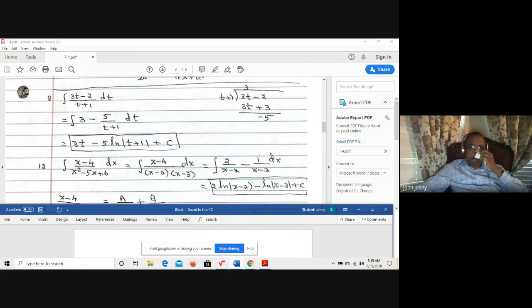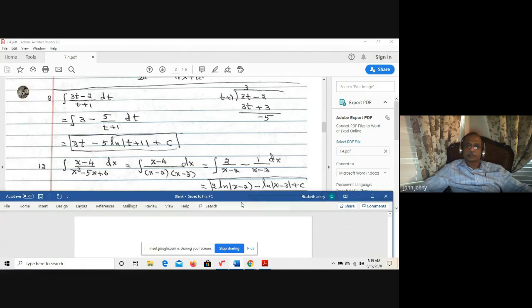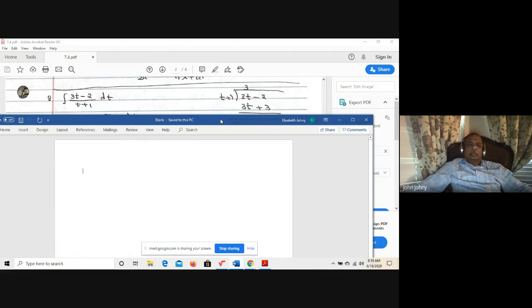Yes, here is question number 8 from the textbook. Integral of 3t minus 2 divided by t plus 1. You look at the numerator and denominator. Numerator is first degree, denominator is first degree again. Degrees are the same, so you have to do the actual division.